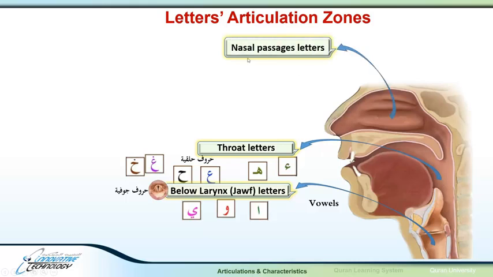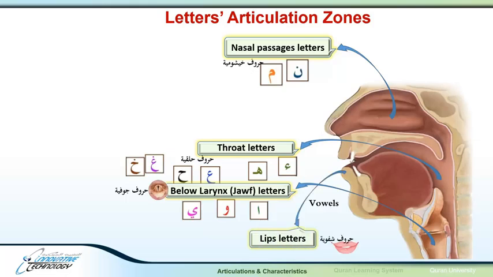We move now to what we call the nasal passages letters, al-khayshum or huruf al-khayshum. This is the nasal passage or the nasal zone, and here we have 2 letters, N, M, and we realize that those 2 letters have a nasal tone, N, M. In addition, they have the oral articulation point also, which we'll demonstrate soon.